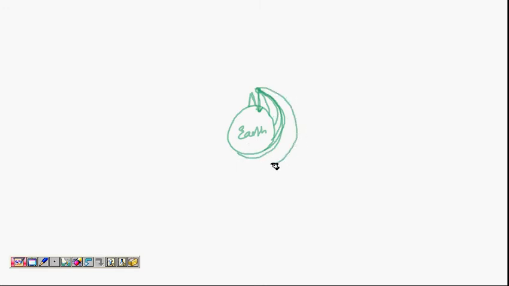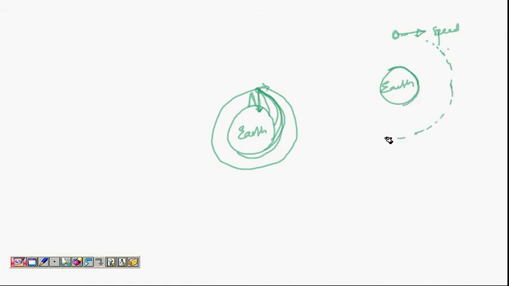At a particular speed, it comes back and keeps going around the earth. So what is happening? There is earth. You have taken an object and you have thrown it with such a huge speed that it tries to fall towards the earth. But by the time it takes a curve, earth also takes a curve. It again takes a curve, earth also takes a curve. Like that, it comes back to the same point, and it keeps going around and around.